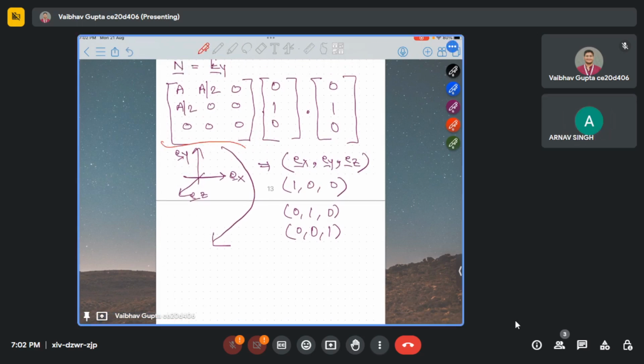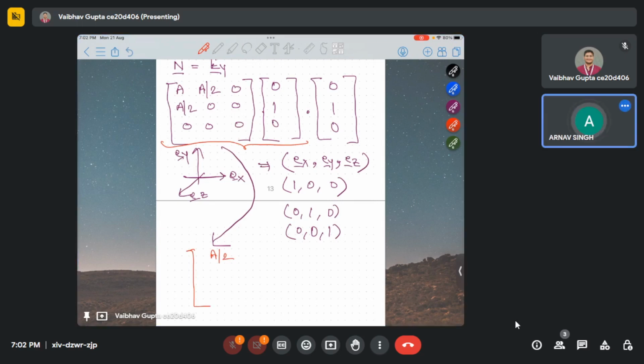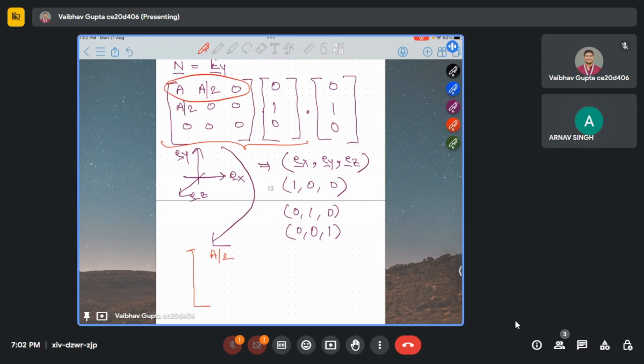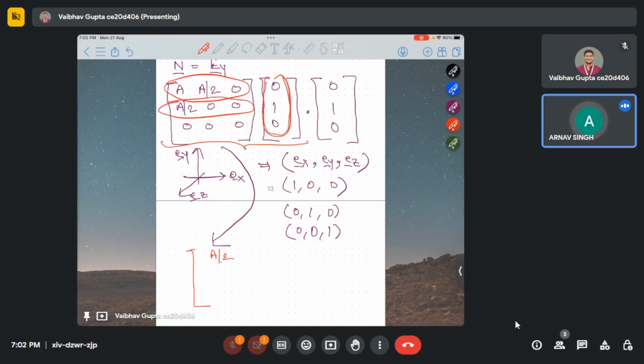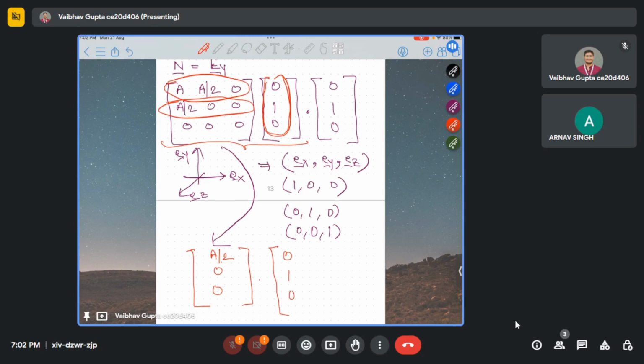So for change in length along EY direction, this you will multiply first. What you will get? 0, A by 2, A by 2: this with this, this with this. So A by 2. Second, this with this, so 0, 0, 0, 0, dotted with 0 1 0. So the dot product will be 0.